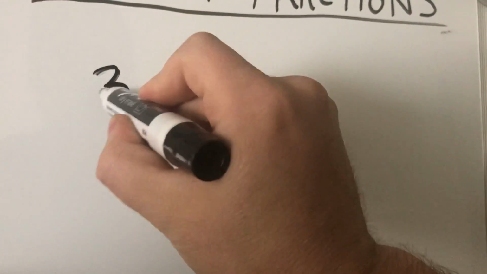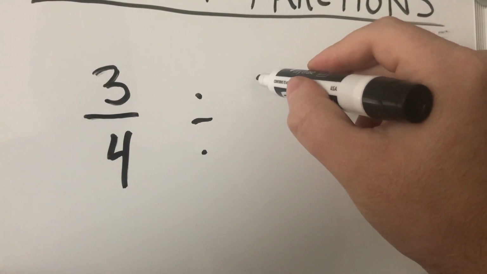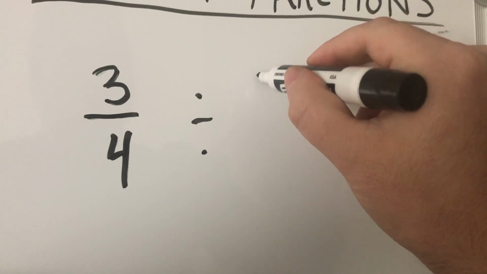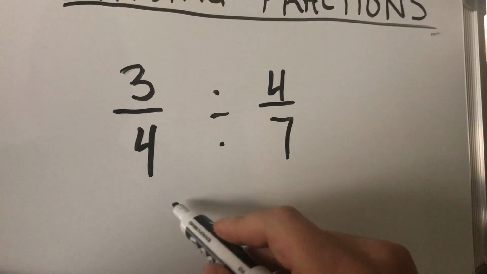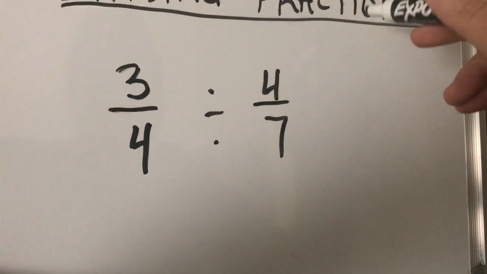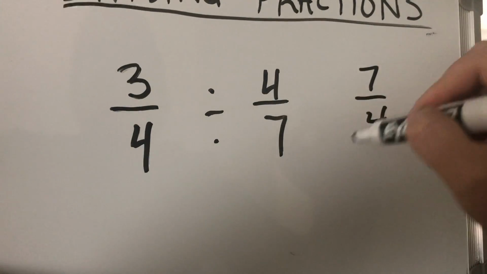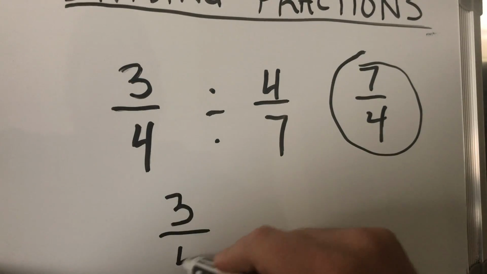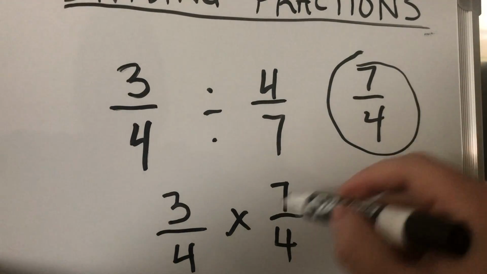All right, let's do 3/4 divided by 4/7. All right, so now we have 3/4. So what's the reciprocal of 4/7? 7/4, right? All right, now we just rewrite the problem as a multiplication problem. 3/4 times 7/4.